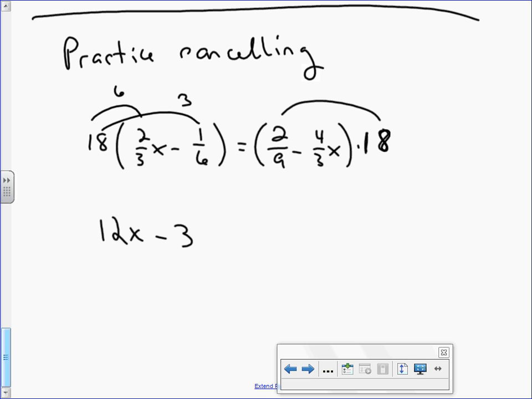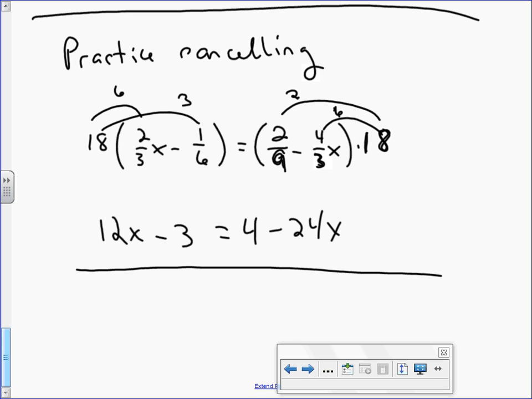The 18 with the 9 cancels to a 2. And 2 times 2 is 4. Yes? The 18 with the 3 cancels to a 6, and 6 times 4 is 24. Okay? I'm not going to finish this one, because I'm not worried about y'all finishing it. Sometimes y'all get that right, sometimes you get it wrong, but I need to make sure y'all got the canceling step down. Yes? Okay, let's do another one, another practice canceling.